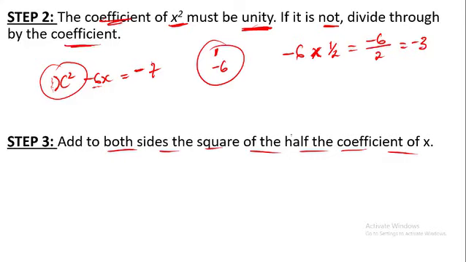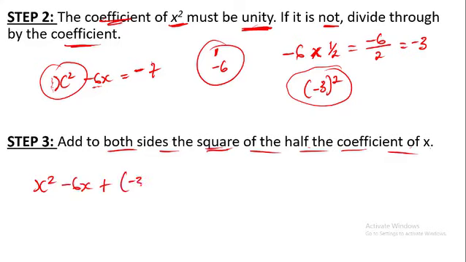And then they said we should square it. That's why we have the square of half the coefficient of x. So we square minus 3, that is minus 3 squared. And the step said we should add it to both sides of the equation. For the left hand side, we have x squared minus 6x, then plus minus 3 squared, since the step said we should add. And this is equal to, bring down your minus 7 plus minus 3 all squared. Is that okay? We're done with that.